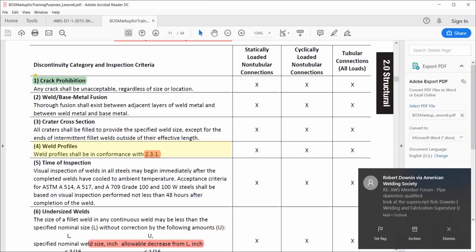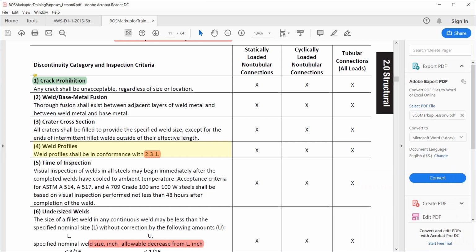Weld profiles in conformance with 2.3.1, we'll look at that in a minute. Time of inspection, this applies to all the different categories. Notice that it's for specific materials, so you will have to know what those materials are, and that should be provided for you in a question, and of course in real life you should know what the materials are also. But that inspection is not performed less than 48 hours after the weld is completed. You can't do it any sooner. Well, you can't do it any sooner and accept it.